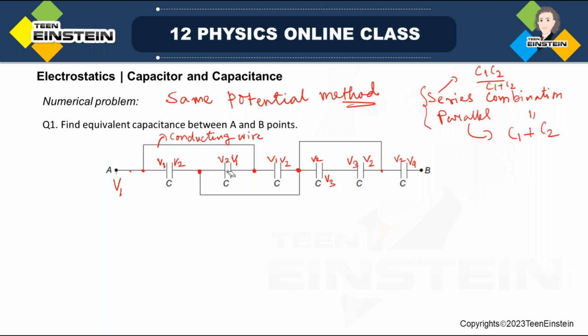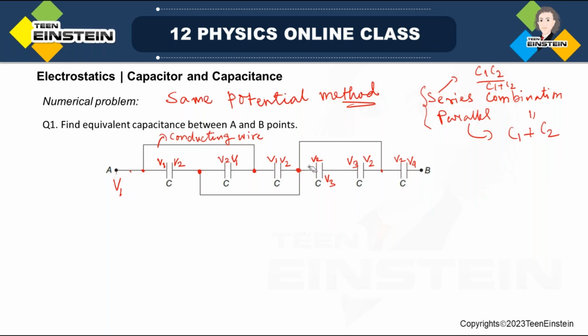On the other hand, this potential V2 will be acting here, so this plate will be at V2. Now look, this will be continuing with V1 potential. Again, this is connected here, so this will be at V2 potential. Further, this V2 is going up to here, so this plate will be at V2 potential, this one.